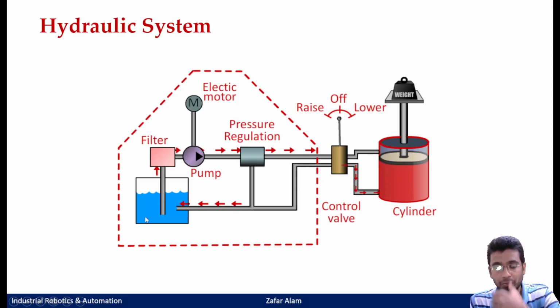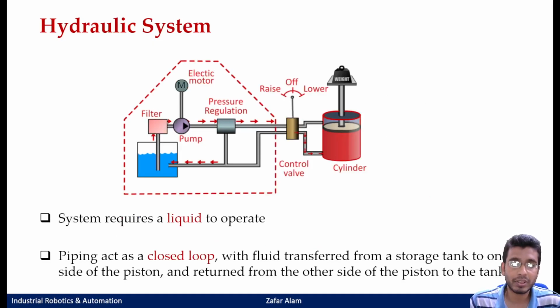So basically there will be two ports. Through one you will be entering the pressurized fluid, and the other would be your drain fluid. Then you can again extend the cylinder and lower the cylinder. Fine. Now let's look at the different components and the different features.